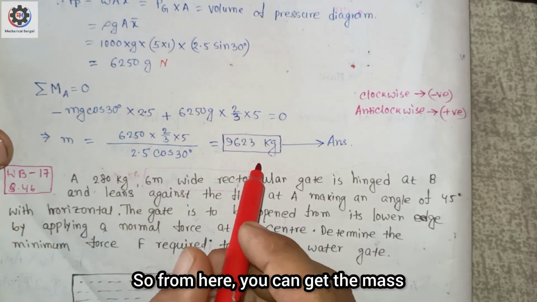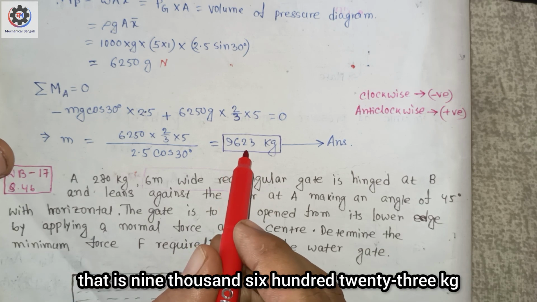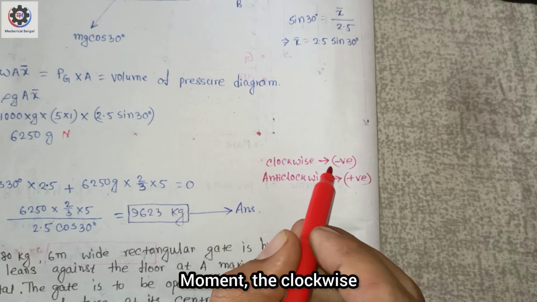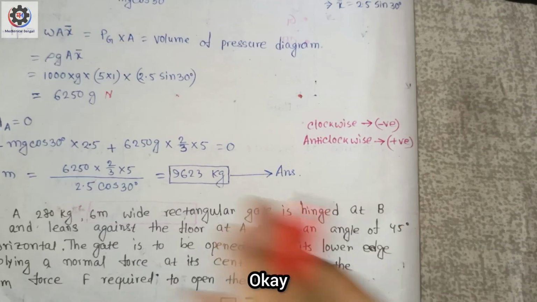So from here you can get the mass, that is 9623 kg. So this is our answer. So when you calculate the moment, the clockwise is negative and anti-clockwise is positive. Okay, so this will be our answer.